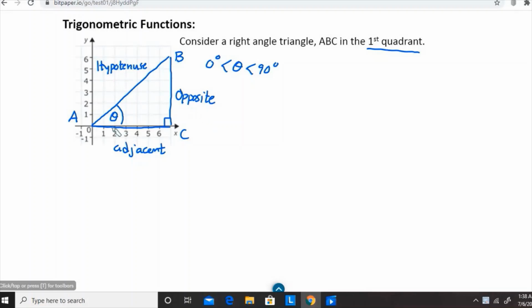Now, using these three sides, we can define trigonometric functions. So the first trigonometric function that I'm going to define is called sine theta. So it's defined as the opposite side divided by the hypotenuse. So opposite is BC, and you can see hypotenuse is AB. Let me call this equation number 1. The next one is cosine theta. So cosine theta is defined as the adjacent over hypotenuse.